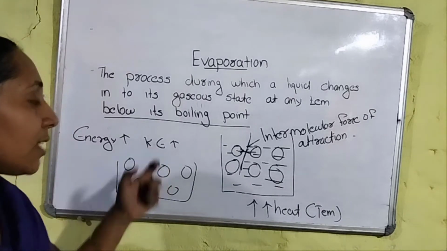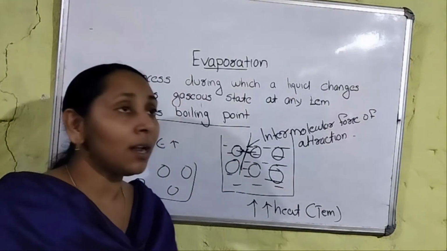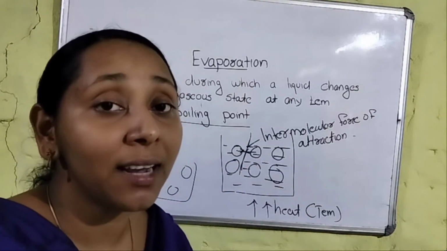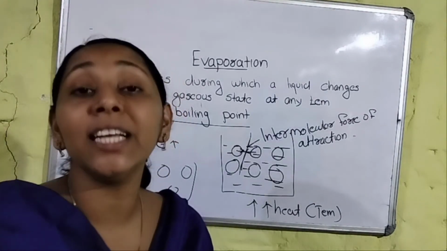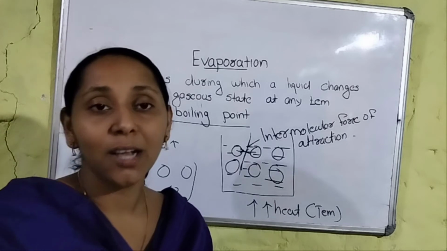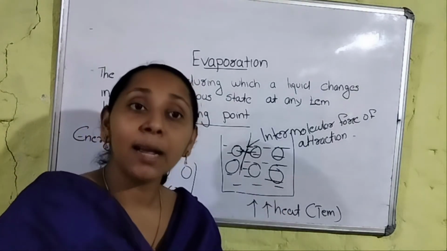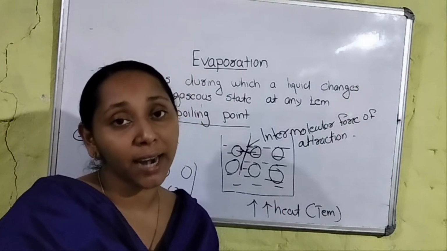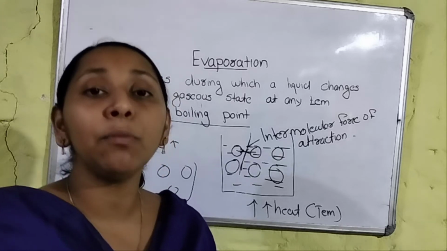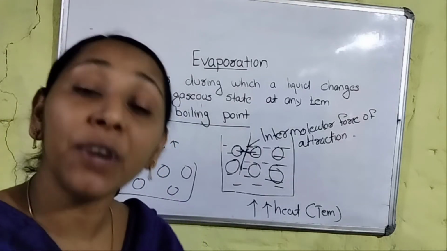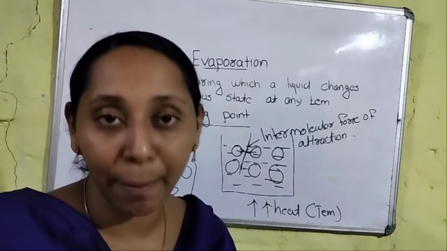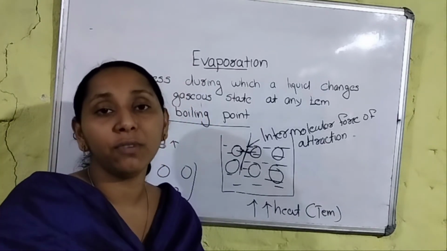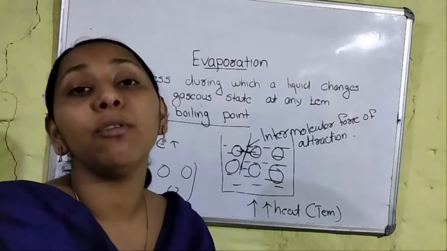Kinetic energy increases, which means the molecules move freely inside the beaker. So they attain energy, and it helps to break the intermolecular force of attraction. When the liquid breaks down the intermolecular force of attraction, the atoms and molecules are capable of moving freely. Then the liquid changes into vapor. From that point onwards, the liquid changes into vapor.